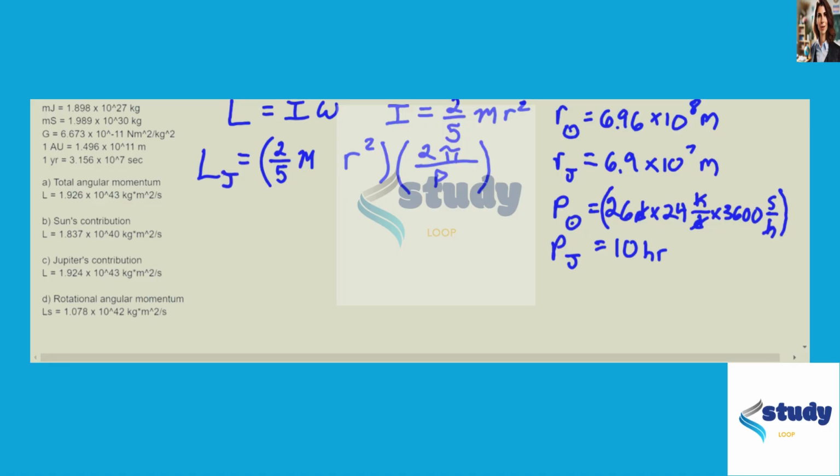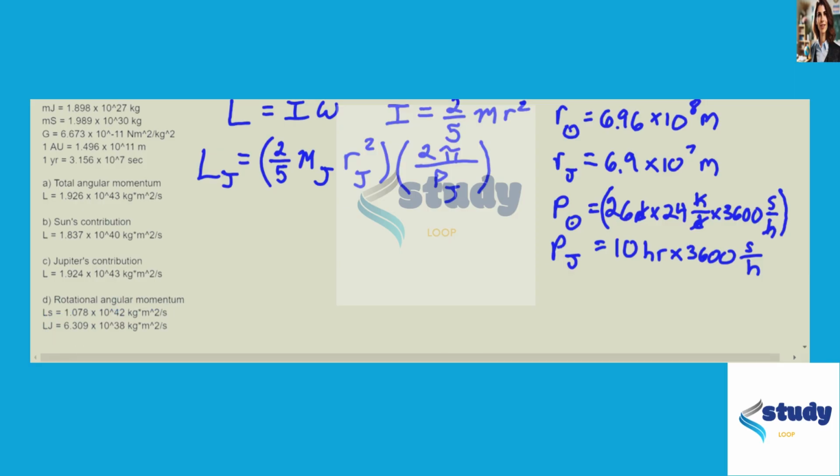Right, angular momentum of Jupiter is 2/5 times the mass of Jupiter times that radius of Jupiter given in the problem times 2 pi over the period of Jupiter, where the period is going to be 10 hours times 3,600 seconds per hour. That's what we're going to plug in for the period. And we get that the rotational angular momentum of Jupiter is 6.309 times 10 to the 38th kilogram meter squared per second.